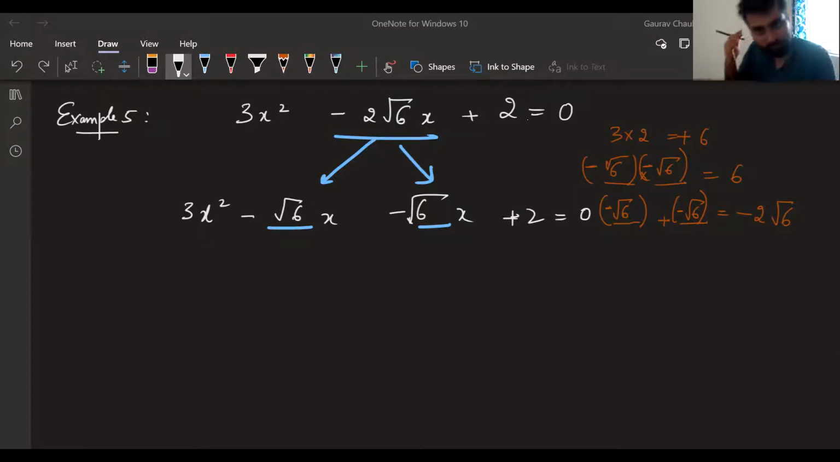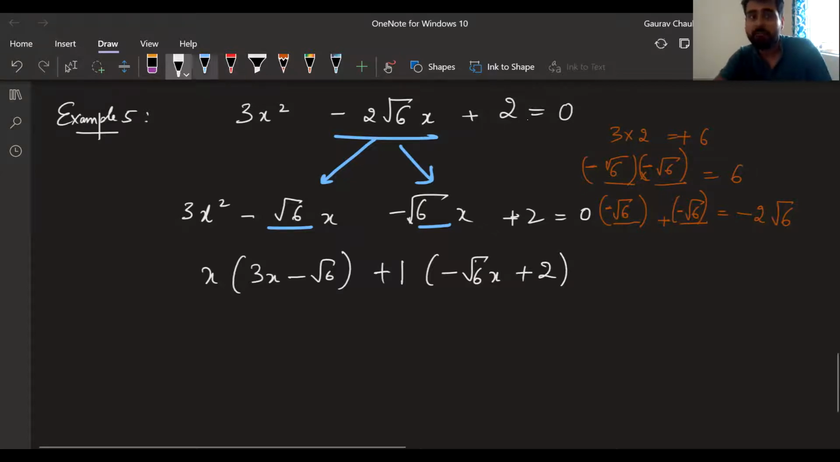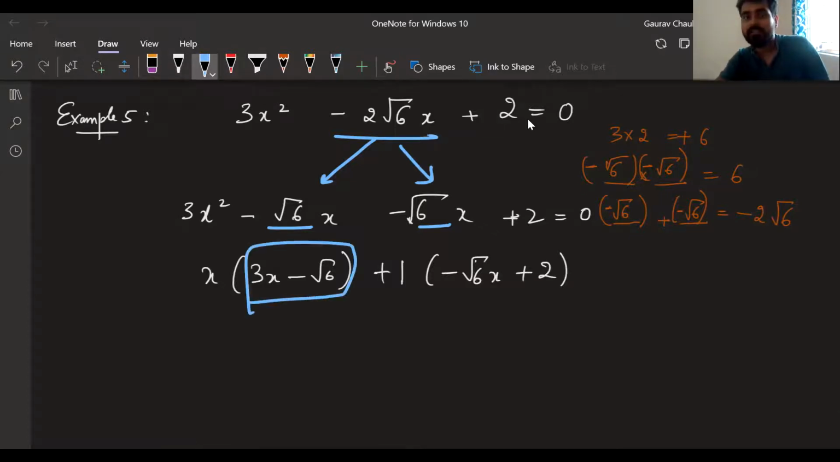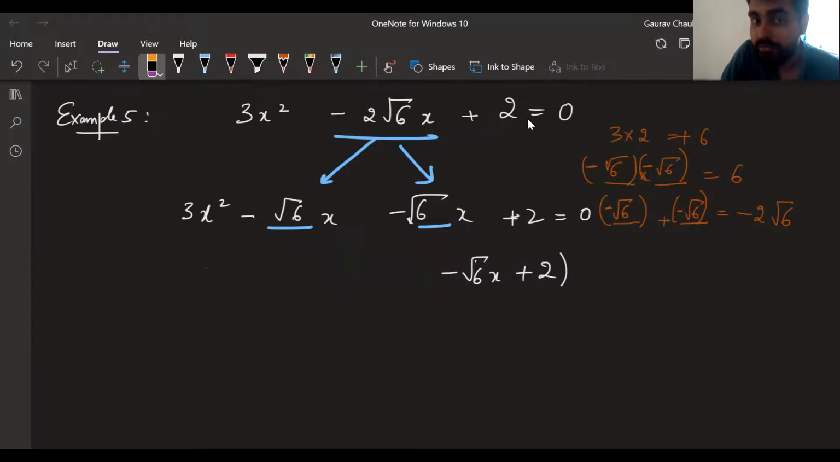One way is I can just take x common, right? But then I'll get 3x minus root 6. Here I will get nothing common. I will take 1 common plus 1, I'll get minus root 6x plus 2. Nothing. Now I will not be able to factorize it because this box and this box are not the same. So I cannot do that. So something more is common, which our eyes are not able to see.